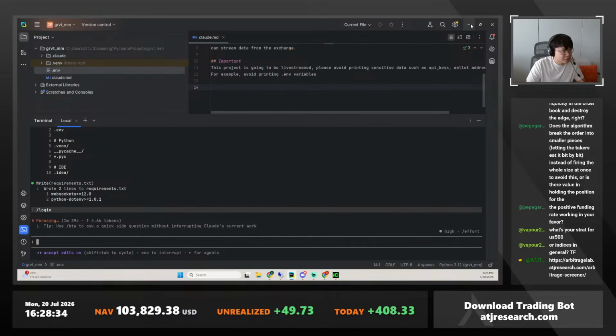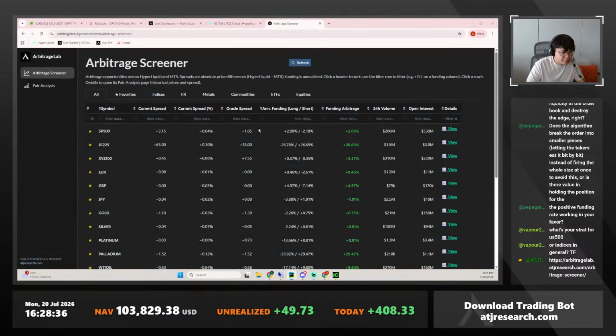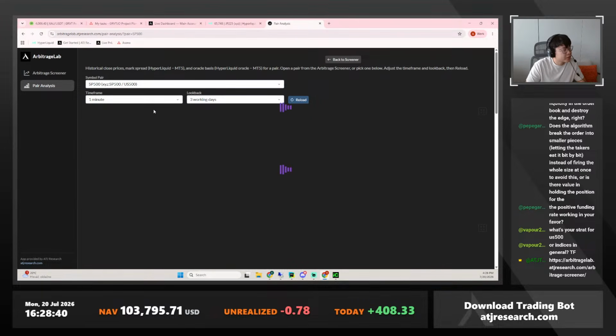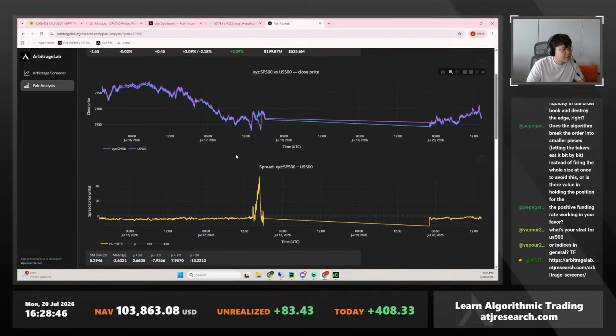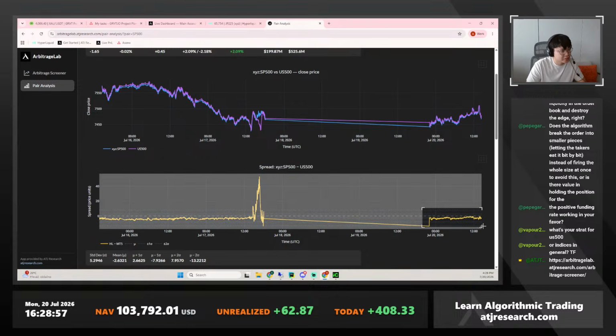The nice thing about Claude is you just write a prompt and then I can chat with you guys, which is really cool. So here on SP 500, you can view the historical spread. It compares the price between Hyperliquid and MT5. Sometimes you see the discrepancy is very, very large, right? In this case, that would have been a very good trade setup, which is crazy.